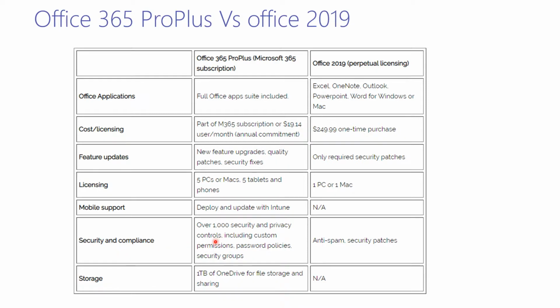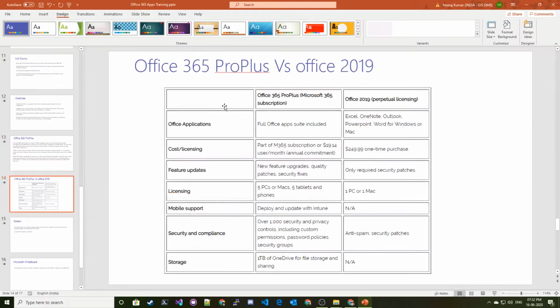Security and compliance, over 1,000 security and privacy controls, including custom permissions, password policy, security groups. All of these things are available in your Pro Plus. Anti-spam security patches are available in Office 2019 or perpetual licensing. Storage, you get around 1 TB of OneDrive file storage and sharing. This is a feature you do not get in Office 2019. Okay, so these are some of the feature differences in Pro Plus versus Office 2019.